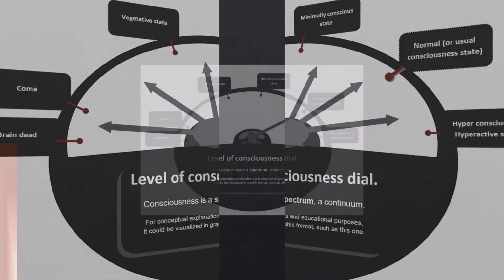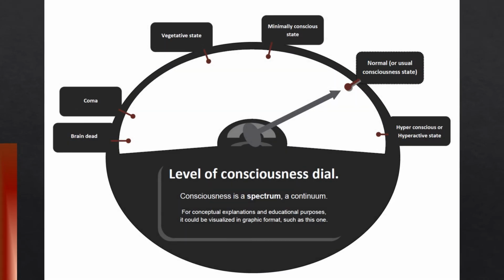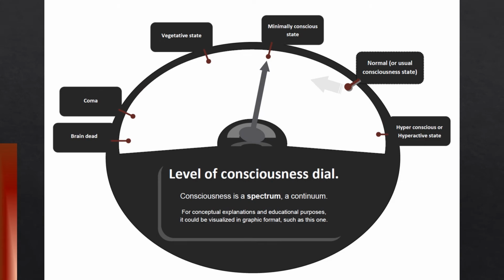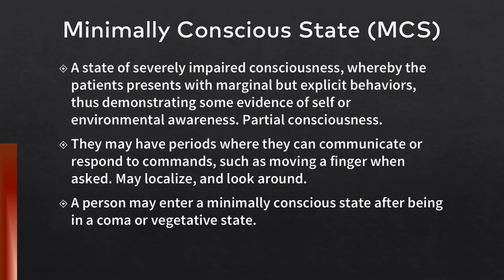If from the normal level the function begins to decrease, the next slower step is the minimally conscious state. The minimally conscious state is a state of severely impaired consciousness, whereby the patient presents with marginal but explicit behaviors, thus demonstrating some evidence of self or environmental awareness. Essentially the patient has partial consciousness. They may have periods where they can communicate or respond to commands, such as moving a finger when asked, may localize, and look around. A person may enter a minimally conscious state after being in a coma or vegetative state.